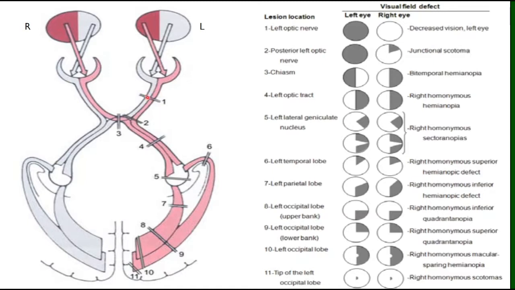Depending on the location of the lesion, if you get a lesion here in the optic nerve, you'll get loss of vision in one eye. But if it is a chiasmatal lesion, then you'll get bitemporal hemianopia. And if the lesion is on this side, then you'll get contralateral homonymous hemianopia. And then you have the temporal and the parietal.